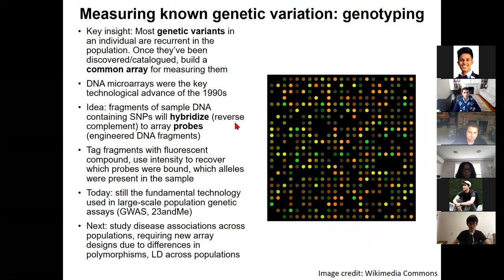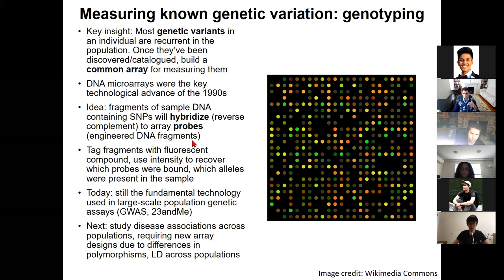Okay. So we now have this basic catalog of human genetic variation. What you'd like to do next is go and measure it. The key insight is that most genetic variants in an individual are recurrent in the population. Once you've discovered and cataloged them, you can build a common genotyping array for measuring them. DNA microarrays were the key technological advance of the 1990s. The idea is that you have a fragment of the sample DNA that contains the SNPs, and you can hybridize it by reverse complementation to probes in your array.